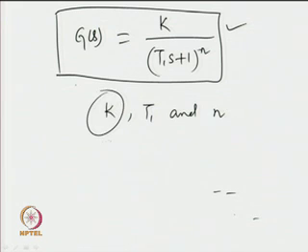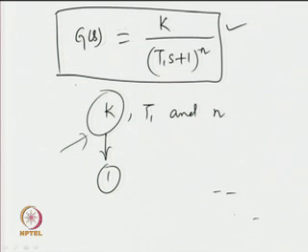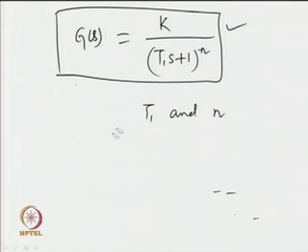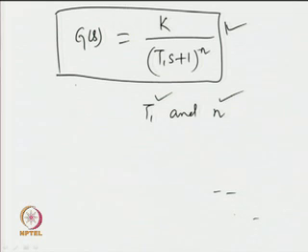K has been found; we have found K to be 1 from the steady state output of the closed loop system. When a unit step reference is given, we found the closed loop steady state output to be 2 upon 7, and from analysis the steady state gain of the process model to be 1. Then how to find the remaining two parameters T1 and n? Once T1 and n are found, we can tell that the process dynamics has been obtained in the form of some transfer function.